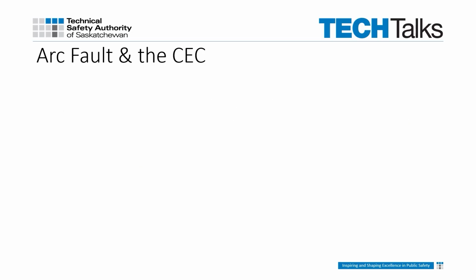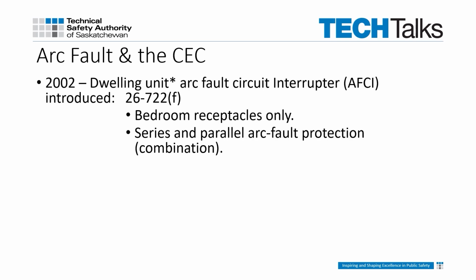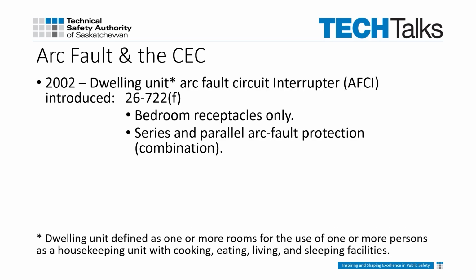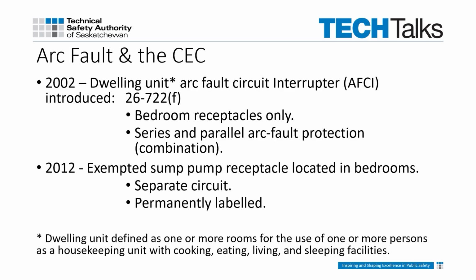Moving on to when AFCI became a thing in the CEC and how it has morphed since then. In 2002, the CEC introduced AFCI in Rule 26722F. It required series and parallel protection of all receptacles in bedrooms of dwelling units. Note that a dwelling unit, as defined by the CEC, was a space that had cooking, eating, living, and sleeping facilities.